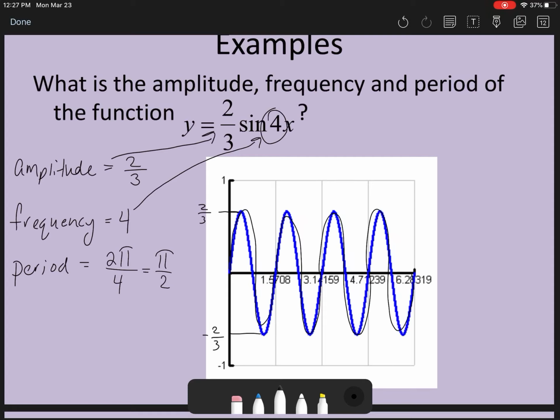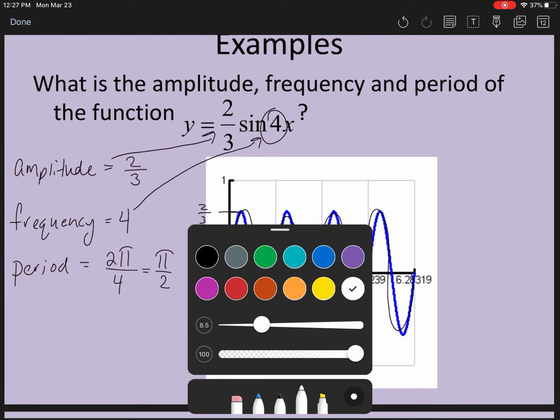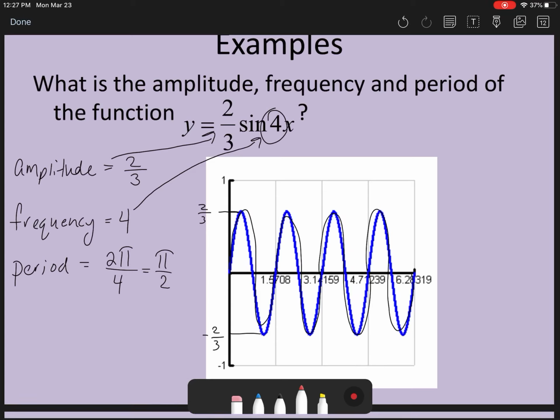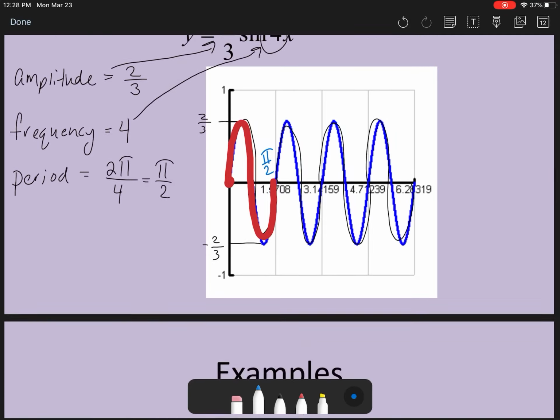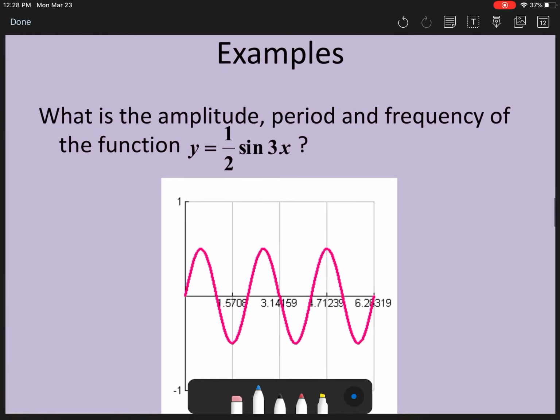Again, the period means the span of one full curve. Okay, so one full curve, I'm going from 0, this would be one full curve, and this is equal to pi over 2.